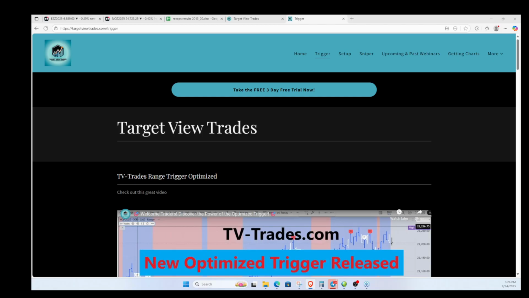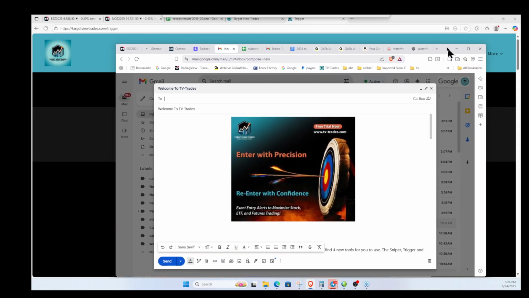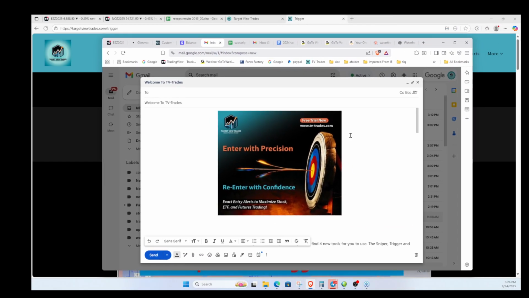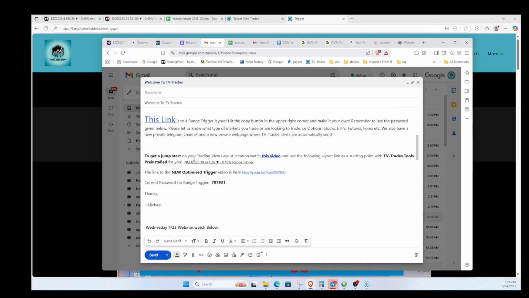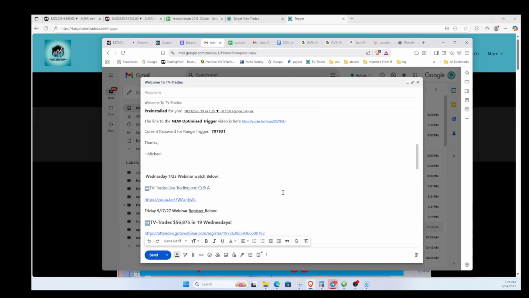This right here is what the email looks like. This is the welcome email that you get. When you get it, it's got this link that's to the range trigger layout. That's kind of outdated. It's got a video to watch about the TradingView layout creation. I talk about things in here, stuff that's pre-installed. I'm talking mostly about the range trigger in there, the new optimized range trigger. You can watch a video about that there. That's a pretty short video.